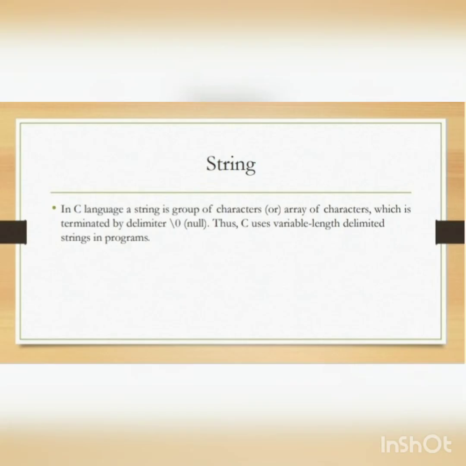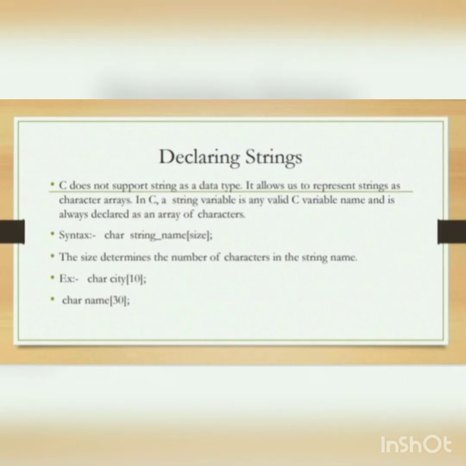Introduction to strings. Strings are defined as an array of characters. The difference between a character array and a string is that the string is terminated with a special null character. Thus, C uses variable length delimited strings in programs.